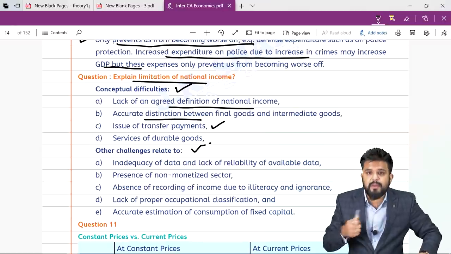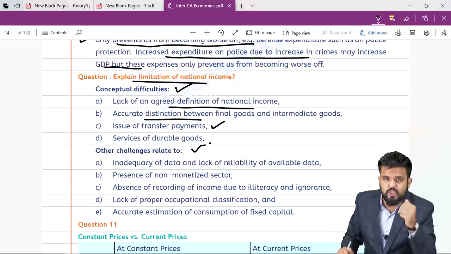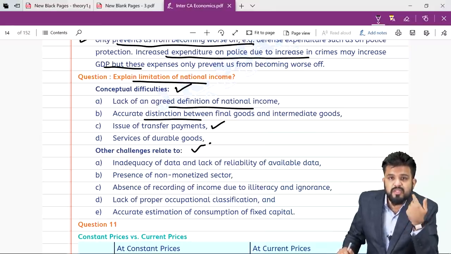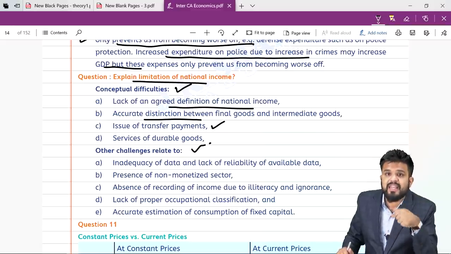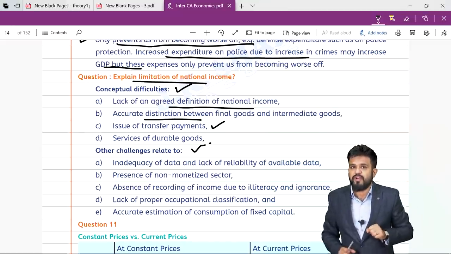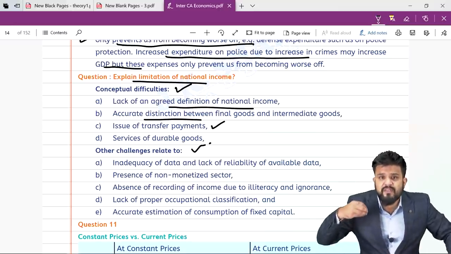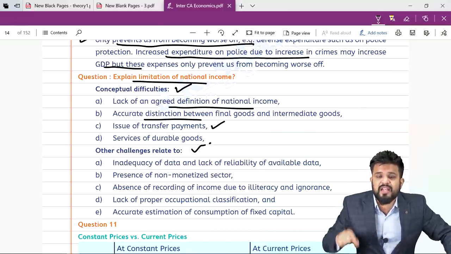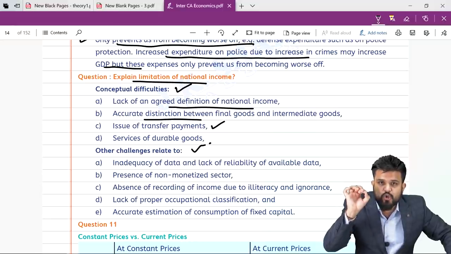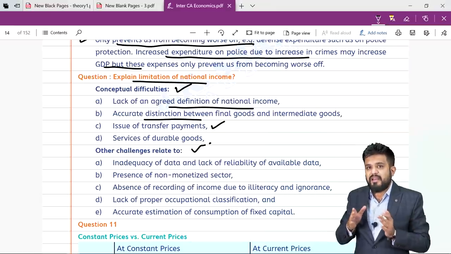Then the issue of transfer payment. Now transfer payment means unearned income: pension, charity, donation, scholarship, all those things. Now student, a person who is receiving pension, a person who is receiving donation, for him that income is unearned, because neither goods nor services are produced. And we ignore unearned income. But can I say the person who is giving pension, for him it is an expenditure? And I had only told you that anything which is an expenditure should be added. But since India is not using the expenditure method, that angle is ignored.